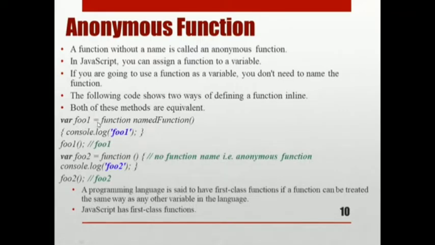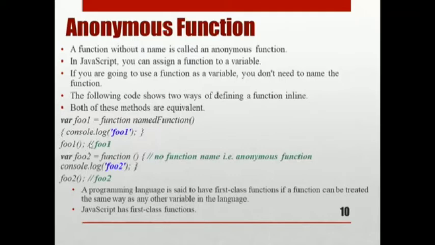The variable is equal to a function with a name. Here, this is the name of that function, and the body of that function consists of console.log(foo1). That means we are going to print this variable. After closing the body, we are calling this variable, that is foo1, with the opening and closing brackets.